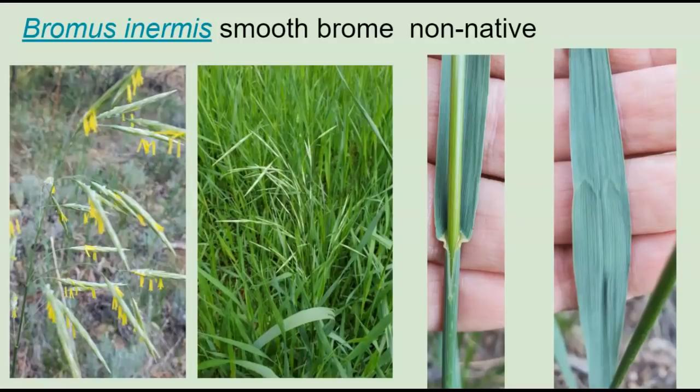So here we have Bromus inermis, smooth brome, and this is a non-native species, but it's guaranteed to be in almost everybody's landscape.